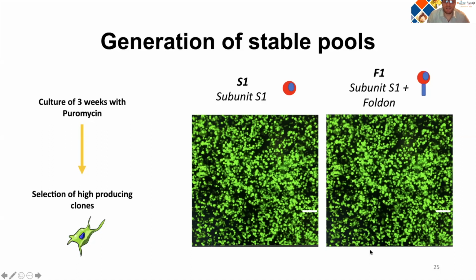And here you can see the generation of stable pools from the S1 and F1 proteins. We can obtain this kind of culture using the antibiotic puromycin, applying pressure to the culture and killing all the untransfected cells. The idea is to see the fluorescence that represents the expression of the protein of interest. In this case, it is the SARS-CoV-2 proteins.